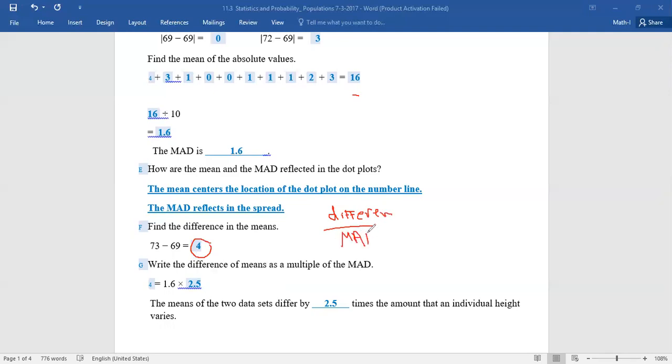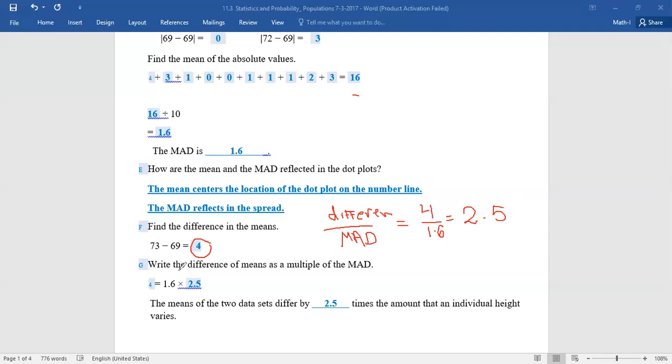The MAD is 1.6, and the difference is 4. So you will divide the difference by MAD: 4 divided by 1.6. It will be how many? 0.4? It will be 2.5. Hassan, calculate it again, please. 4 divided by 1.6. Oh, okay. You found it?